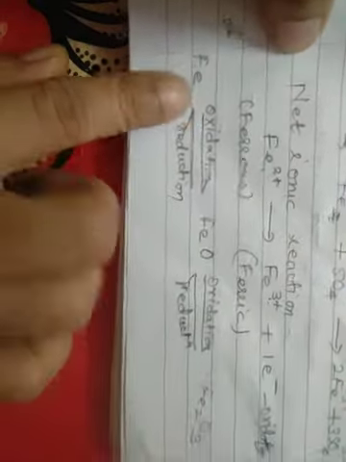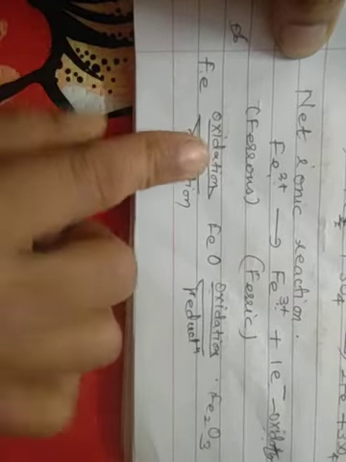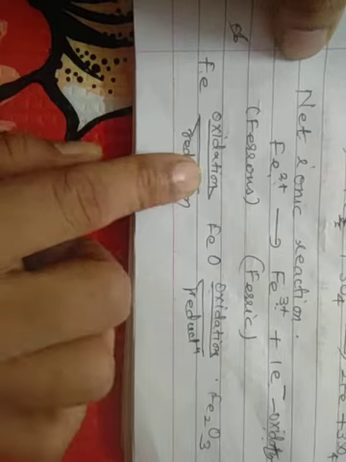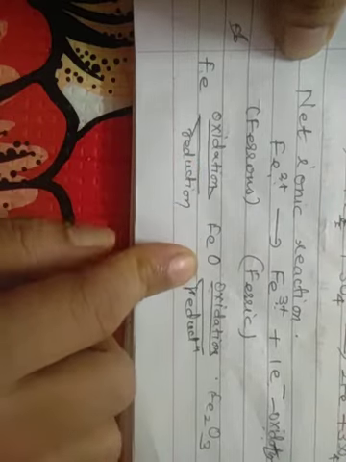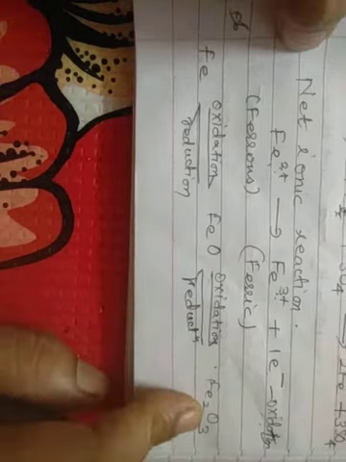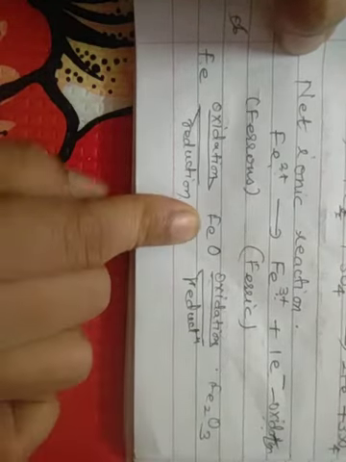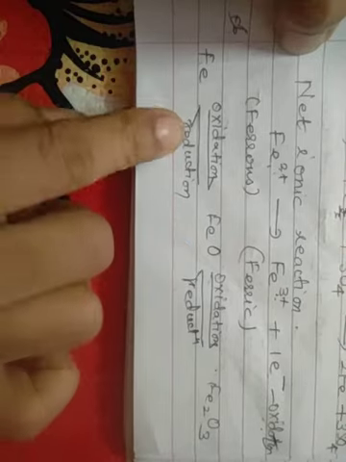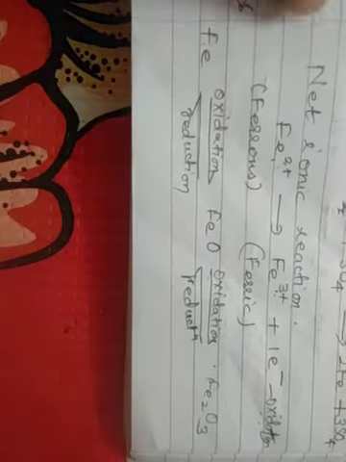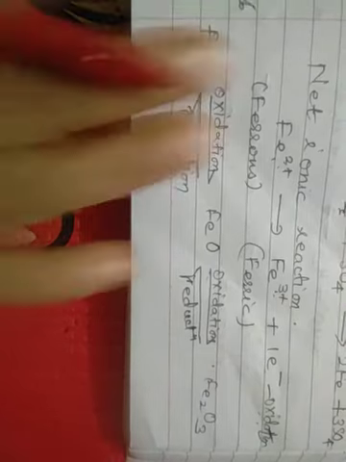So before that, one more example I am going to show you here. When iron undergoes oxidation, it forms ferrous oxide, and again with further oxidation it forms ferric oxide. Whereas due to reduction, ferric oxide forms ferrous oxide, and again with reduction, it forms iron. Now what is actually happening here? Let me try to explain it to you here.